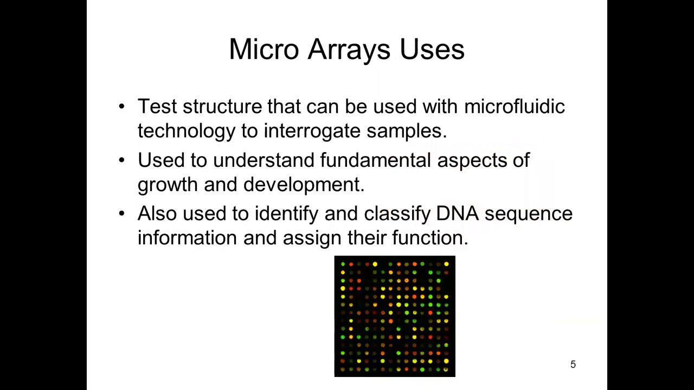So how a microarray is used: a test structure can be used with microfluidic technology to interrogate samples. It's used to understand the fundamental aspects of growth and development with DNA. It's also used to identify and classify DNA sequence information and assign their function. So basically we have this color picture down at the bottom. You might be wondering what that is, and basically that is a microarray. And why it's a microarray is it's small, and then it's also an array.